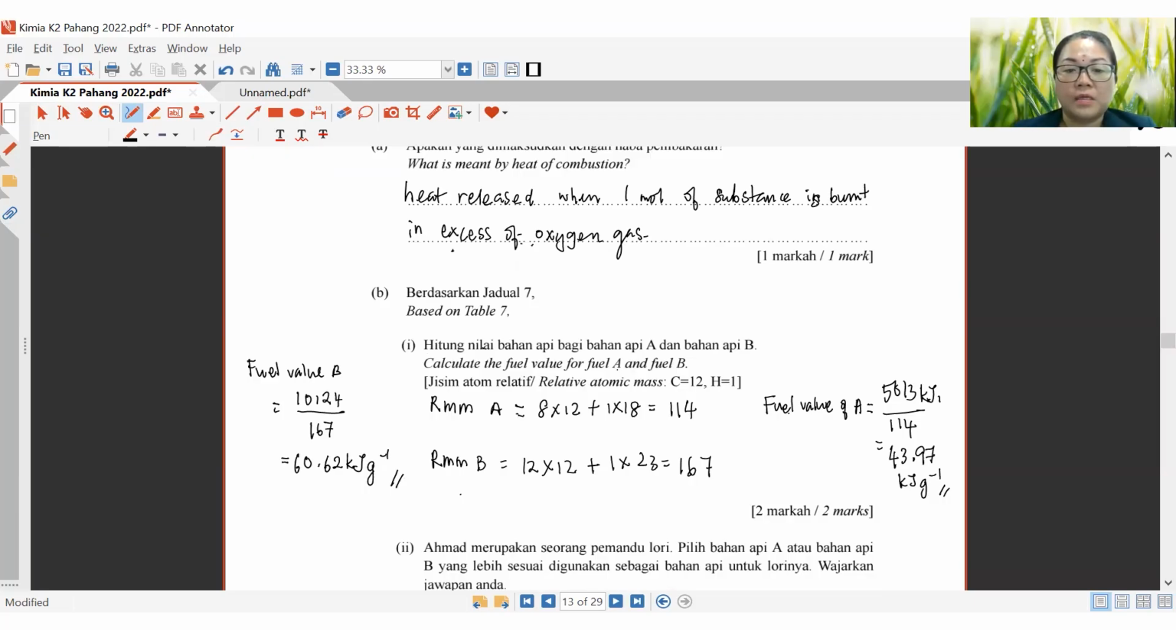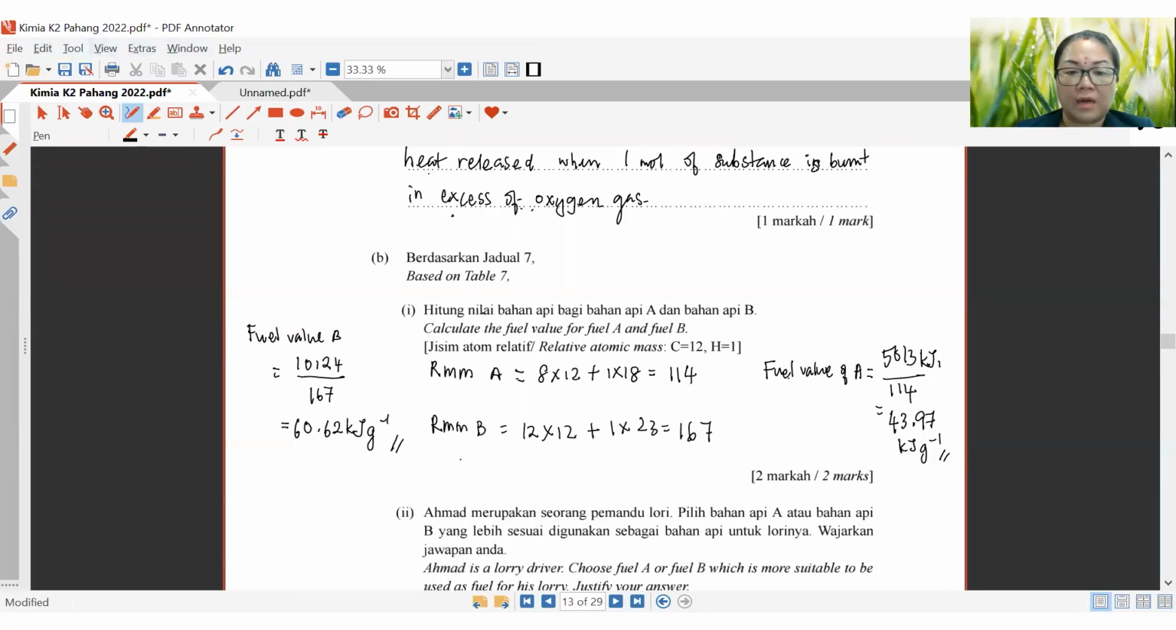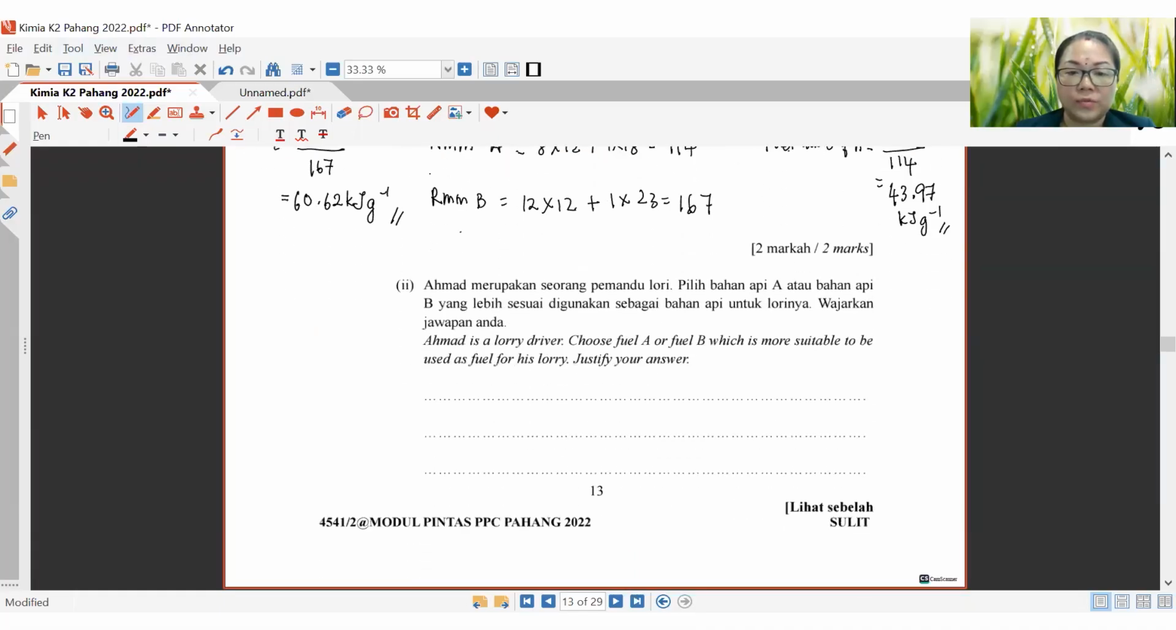I think this is quite a challenging question, but if you can understand how to play along with the unit, it shouldn't be a problem for you. All right, quite tricky. All right, okay, now let's look at 2.